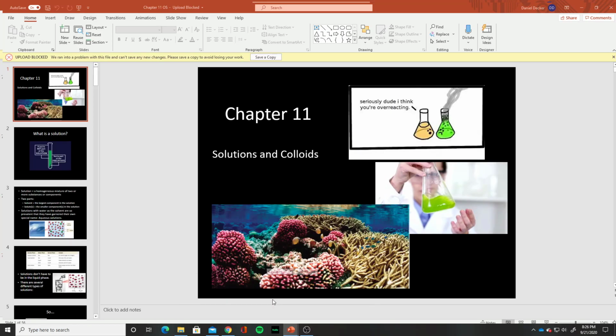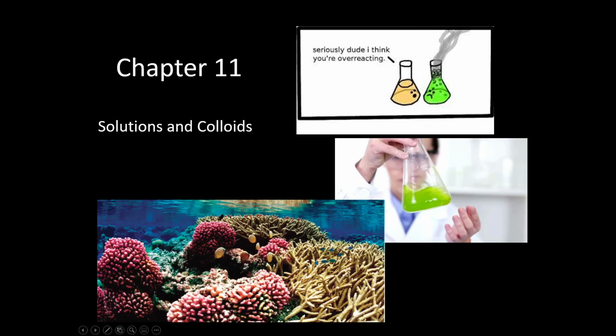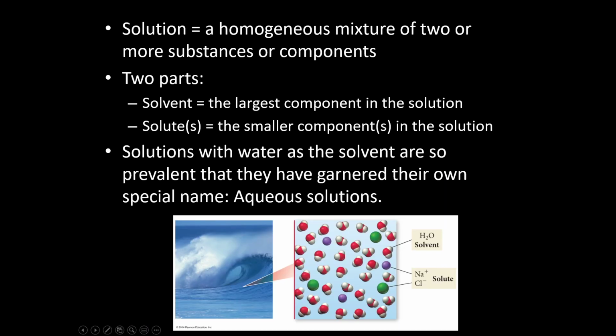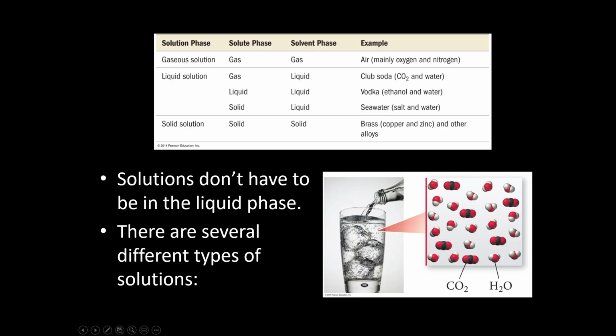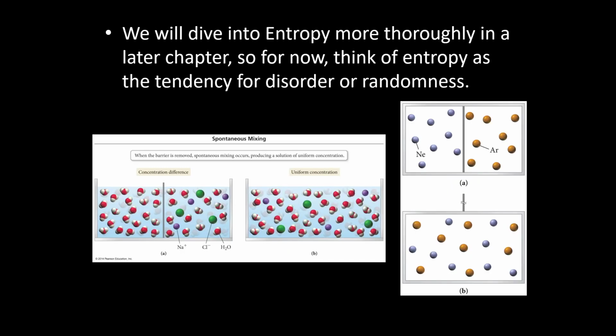So that was chapter 10. Chapter 11 is all about solutions. I do expect you to know the basic makeup of a solution. So a solution is made up of at least two things, solvent and solute. I'm not going to test you over all the different kinds of solutions that you can have. That was just kind of an introduction.